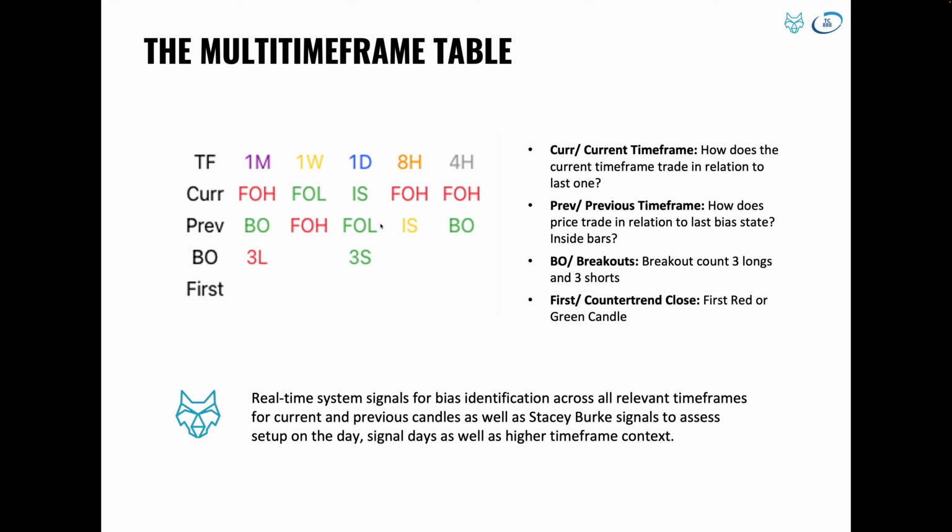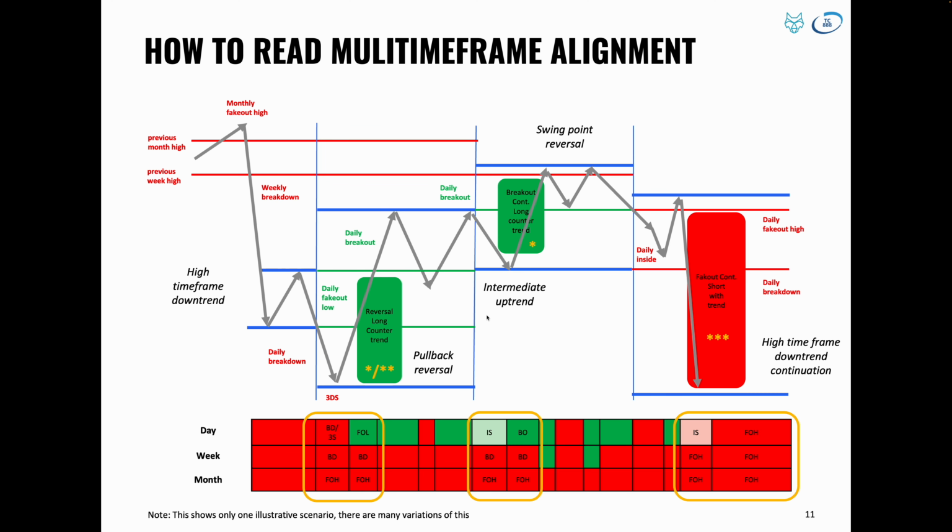So the 4 hour and the 8 hour, here you can see your 3 session setups. So if you have a 3 long on the 8H and or H4, you have 3 sessions of long, 3 sessions of rise on the day. So this is for you then immediately visible in this table. So how do we read that along price action as it trades? This is one of my favorite charts to showcase the multi-time frame alignment.